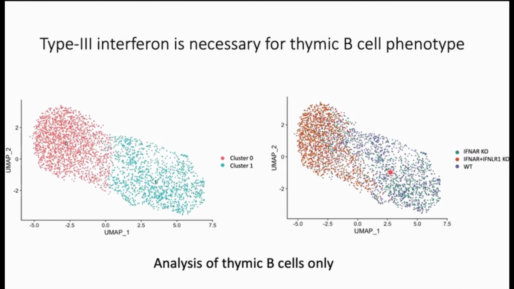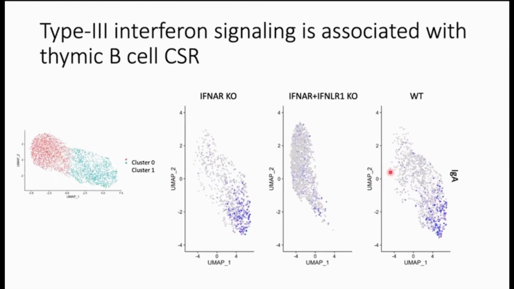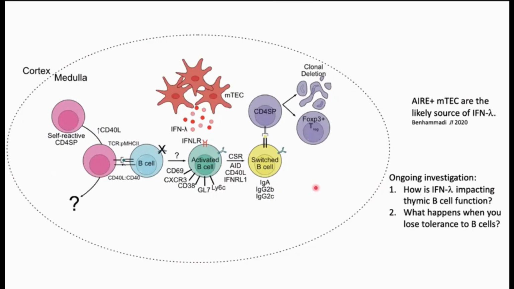When we tried to identify what the genes were that were different between these clusters, what we find is that the type 3 interferon signaling is associated with thymic B cell class switch recombination. So again, cluster 0, cluster 1, these are now broken up by the individual genotypes, and you can see that a lot of the IgA, so when it's blue, that means there's a lot of IgA expressed. And so in the wild types, that's the cluster 1, so there's activation state. You can see this in the IFNAR knockout, looks almost identical, but really these cells are lacking in the double knockout. And so this is also recapitulated when we look within these mice for IgA switching, you almost have no IgA switching.